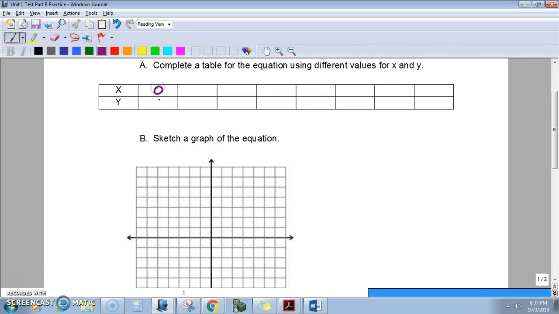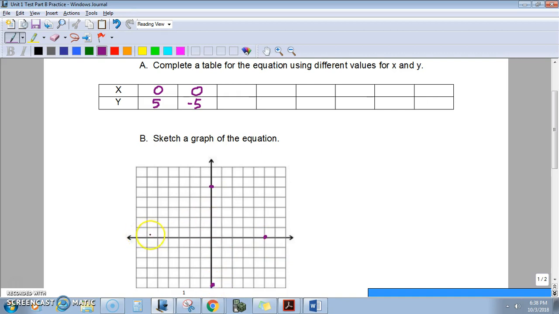When x was 0, y was 5. And when x was 0, y was negative 5. Now notice this is not a function. It does not pass the vertical line test.